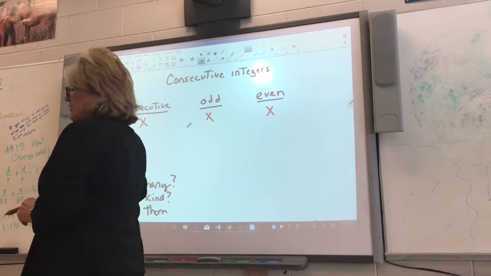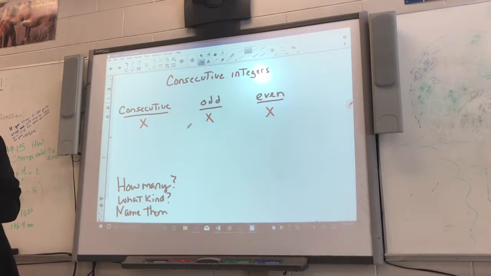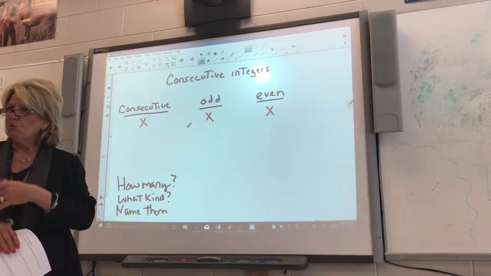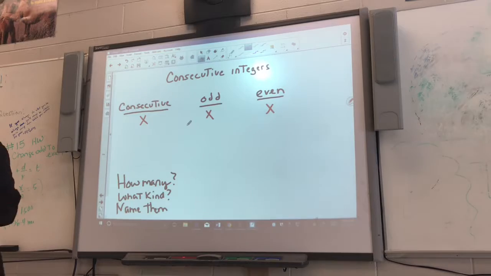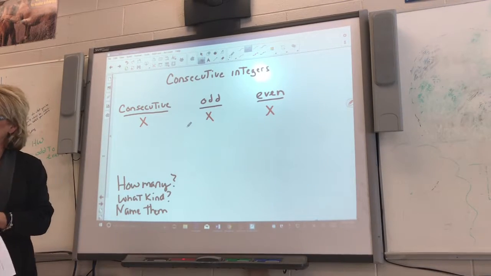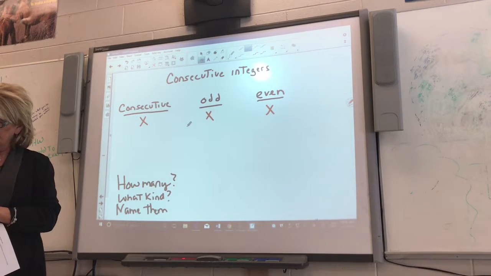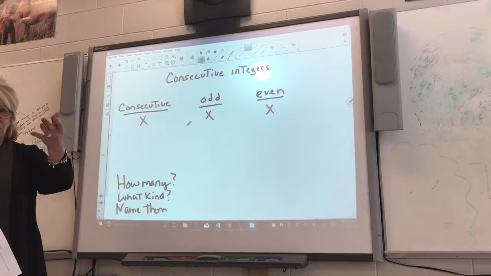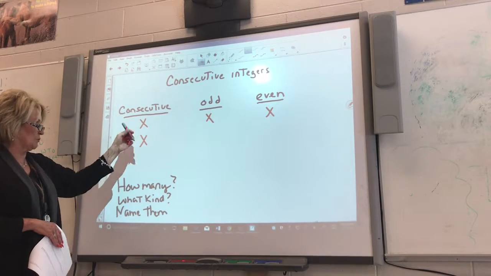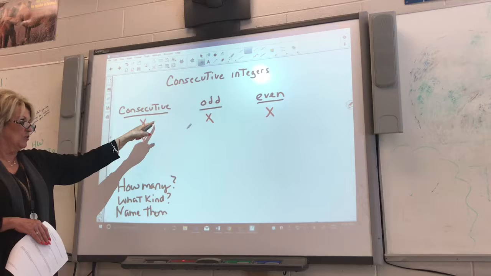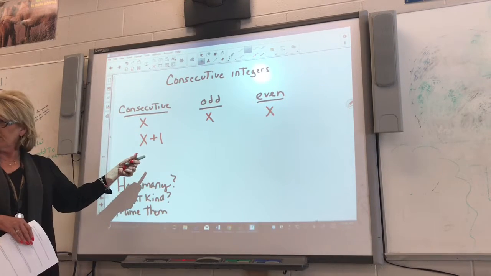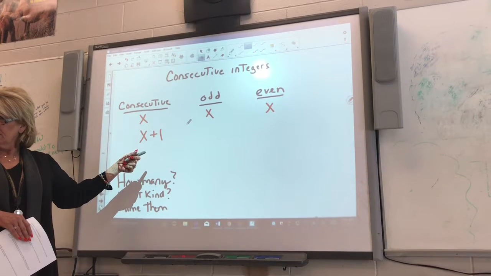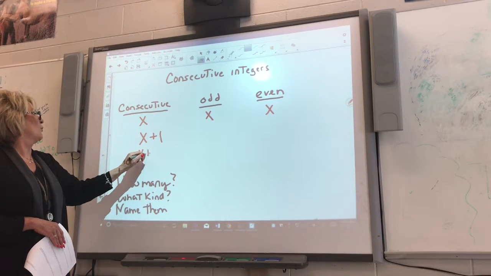Well, let's talk about just consecutive. Consecutive means what? One after the next after the next. So if I'm talking about consecutive numbers and my first unknown is called X, what do you think the second one would be called? X plus 1, because I'm going to add 1 to it. So if X was the number 1, the next number is 2. How do I get to 2? I add 1. What would a third one be called if I was talking about 3? X plus 2, and so on and so forth.